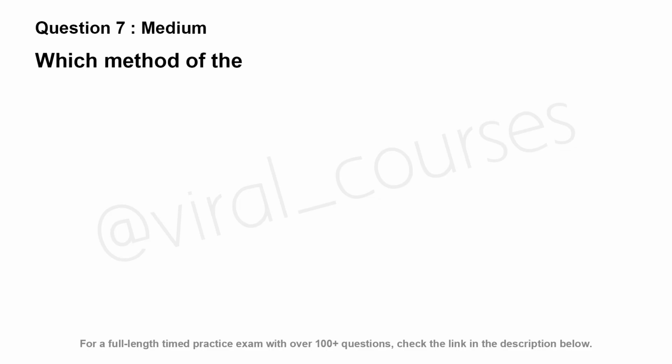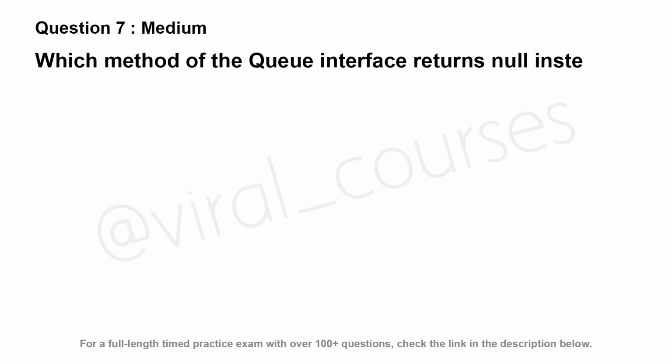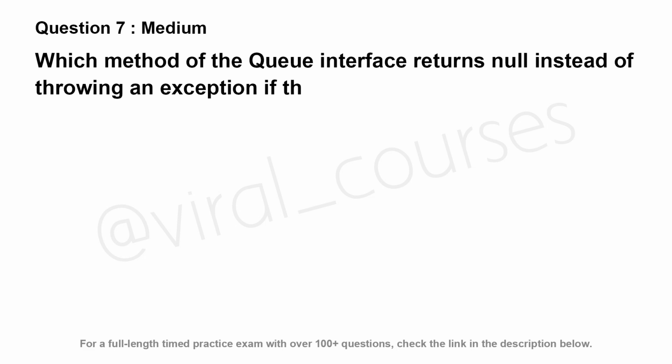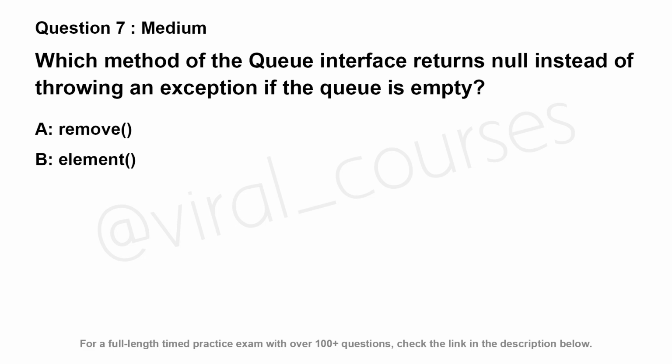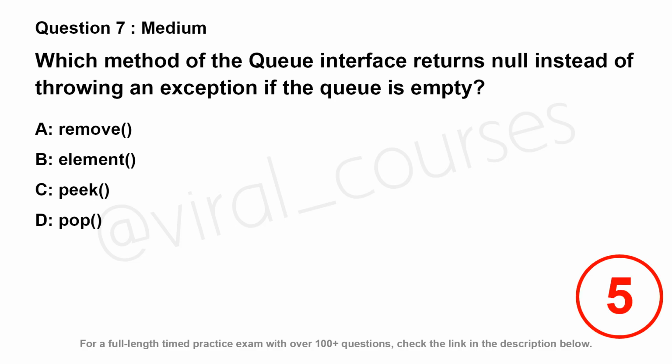Which method of the Queue interface returns null instead of throwing an exception if the queue is empty? Option A, remove. Option B, element. Option C, peek. Option D, pop.